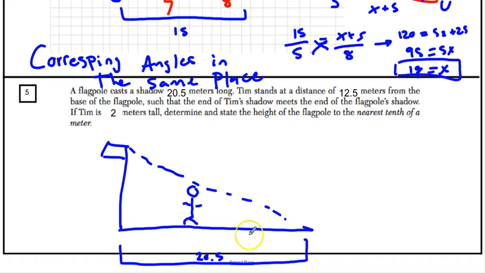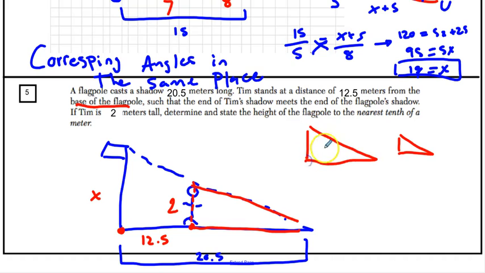All right, Tim, our little boy over here, stands at a distance of 12.5 meters from the base of the flagpole. So from here, the base of the flagpole to Tim is 12.5. If Tim is 2 meters tall, what is the height of the flagpole? Now, I'm going to say this again. What you have here is a small triangle created by Tim, all right? And then you have the bigger triangle created by the flagpole. So we have a small triangle and we have a big triangle. So we're going to draw two triangles yet again.